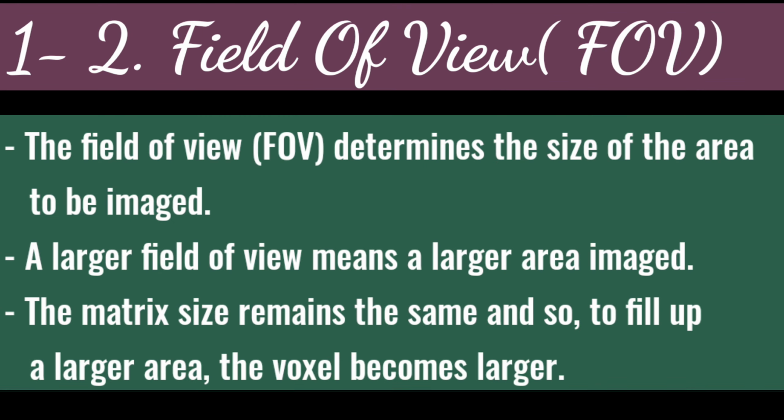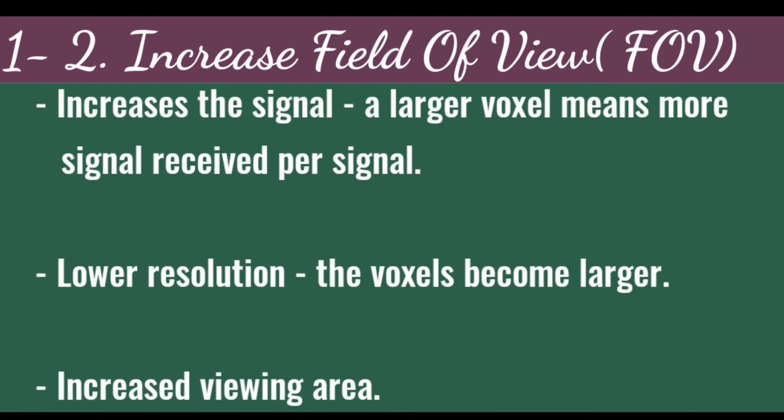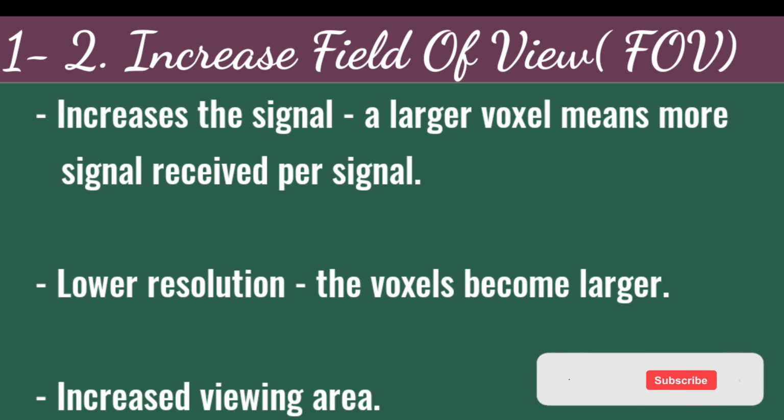Field of view. The field of view, FOV, determines the size of the area to be imaged. A larger field of view means a larger area imaged. The matrix size remains the same, and so, to fill up a larger area, the voxel becomes larger. Increasing the FOV increases the signal. A larger voxel means more signal received per voxel.